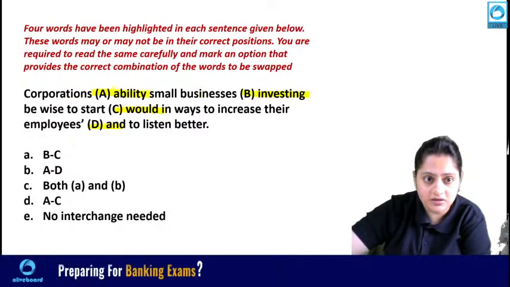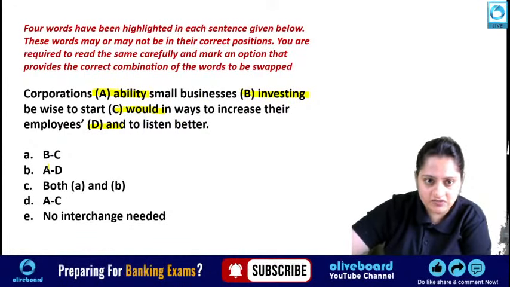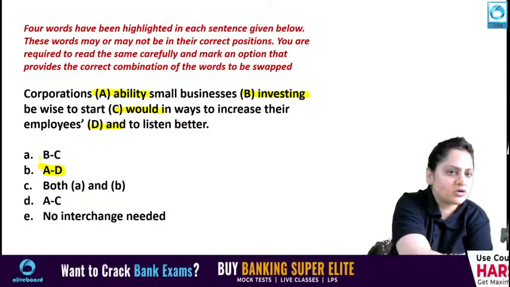Okay, and can come here. Okay, ability to listen better, you can say. So A and D for sure. You can exchange A and D for both. Option number B. Guys, it is option number B.